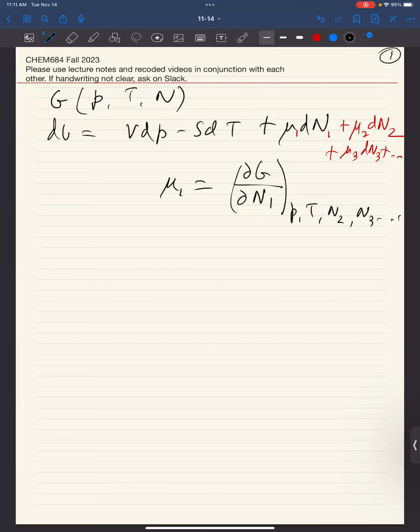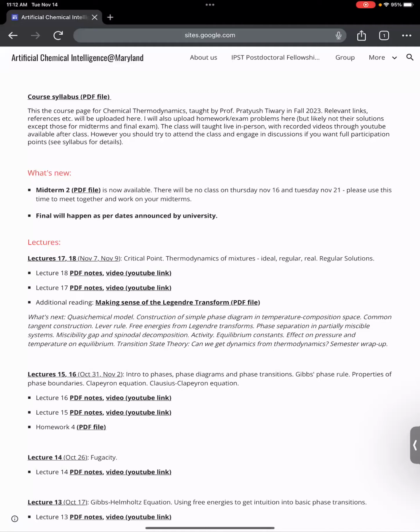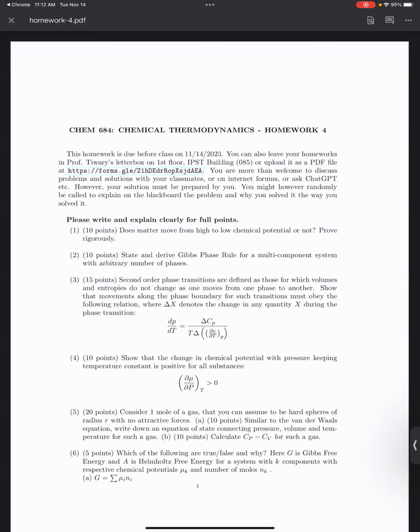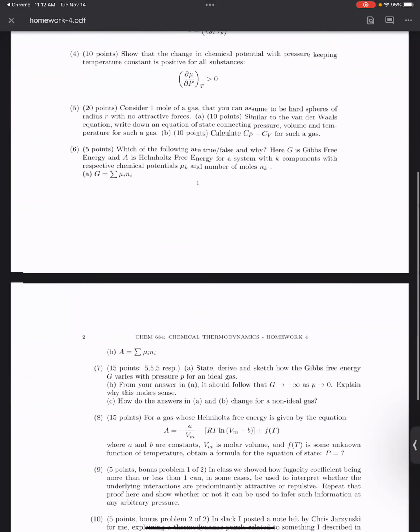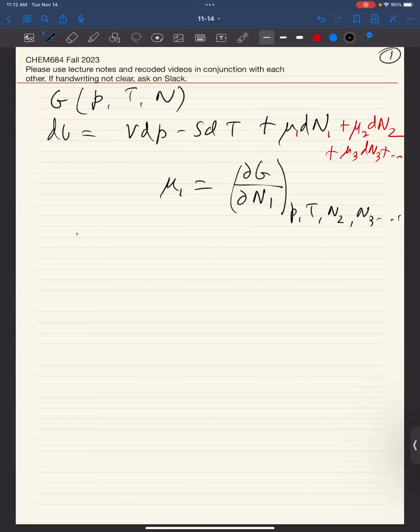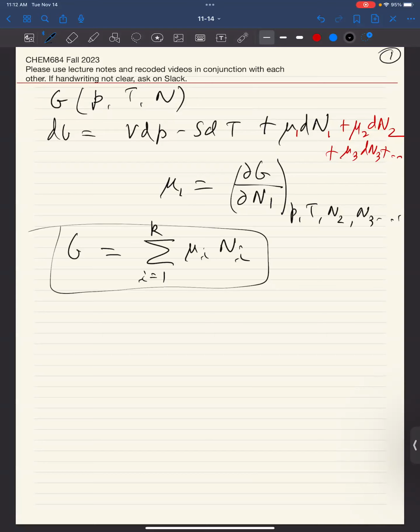So with G, we had a special relation for mu, right? And that relation is what you showed in problem 6a. G is equal to summation mu_i n_i, right? It's not true for A. A is not equal to summation mu_i n_i, right? So we also have G is equal to summation i equals 1 to K of mu_i n_i, right? This is a very special relation, okay, that exists only between G and mu. We don't have such a relation between A and mu. We don't have such a relation between S and mu, only G and mu.